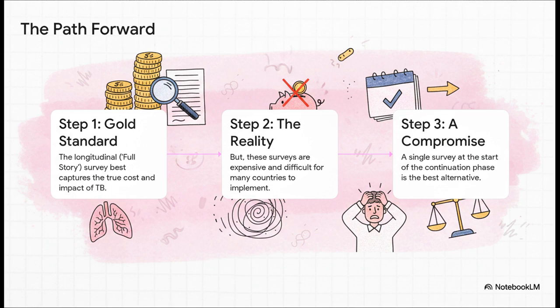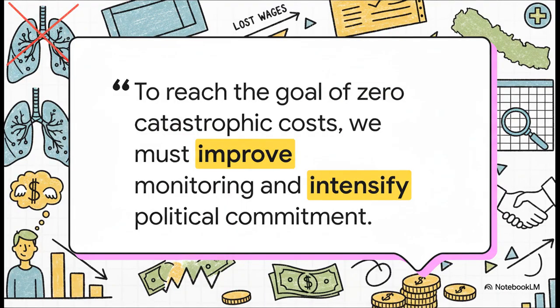If you have to use the simpler snapshot method, timing is everything. The best time to do that interview is a few months into treatment, which gives you the most accurate single estimate you can get. And all of this brings us to the ultimate takeaway. The World Health Organization has a goal of totally eliminating catastrophic costs for TB patients by 2035. What this research shows with crystal clarity is that to have any hope of reaching that goal, we first have to get much, much better at seeing the problem for what it really is. It's a powerful reminder that in the fight for global health, having the right data isn't just about data. It's the difference between a policy that actually works and one that leaves the most vulnerable people behind.